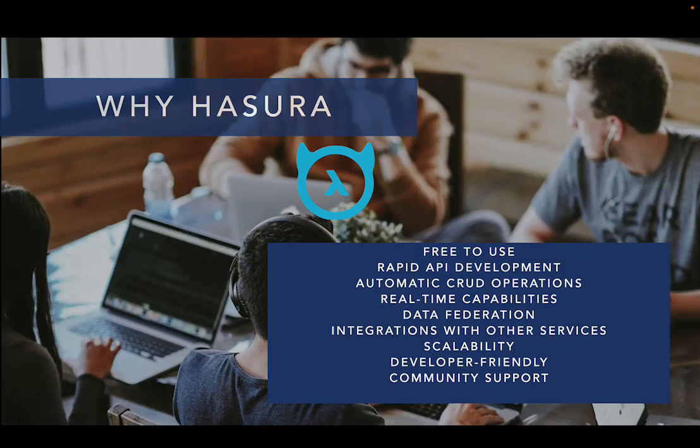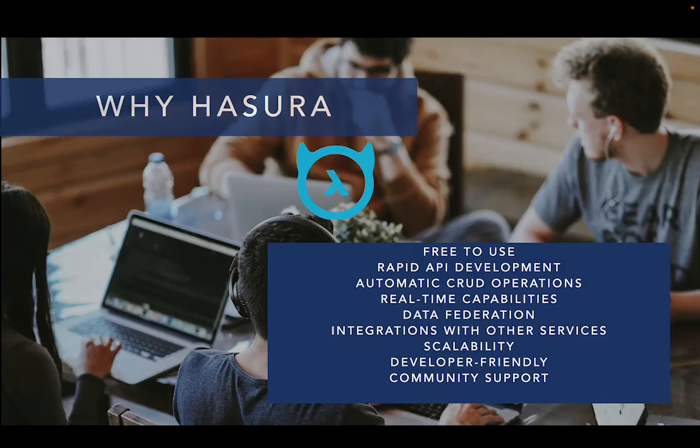We also have automatic CRUD operations. Hasura automates CRUD operations: create, read, update, and delete functionalities are generated automatically, reducing manual coding and ensuring efficiency. We also have real-time capabilities. Hasura's subscriptions are the fastest way to build real-time apps like chatbots, dashboards, and so much more. No need to keep polling APIs over and over again. It's real-time.